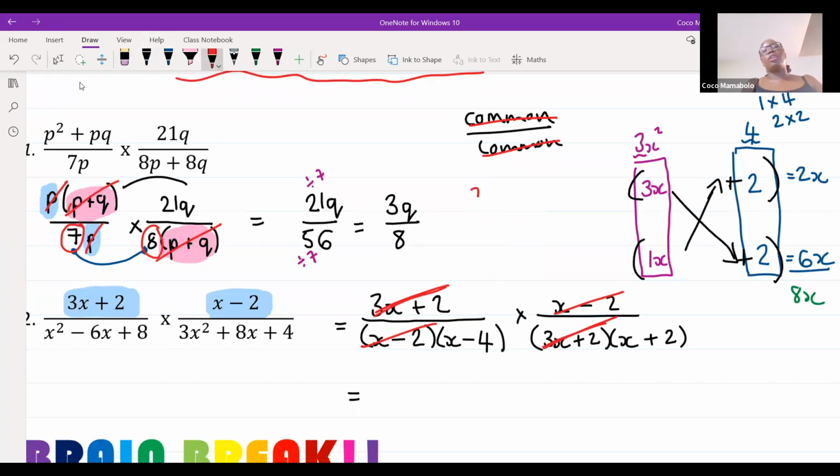Now I say to you, I've got 3x plus 2 divided by 3x plus 2. What is my answer going to be? Ma'am? What's my answer going to be here? X. It's going to be X minus 4. No, it's not. It's just going to be 1. It's going to be 1.